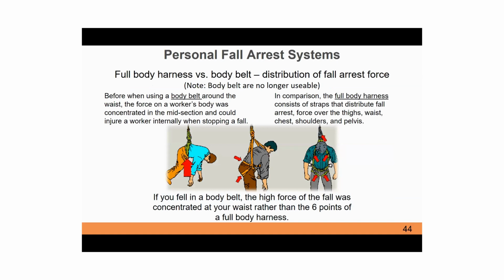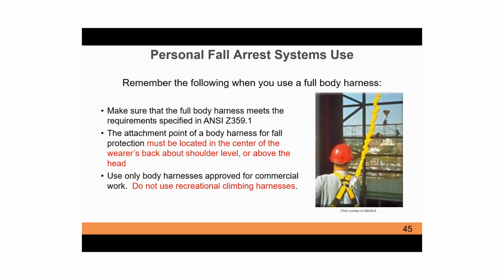One thing to keep in mind, this isn't something we've seen commonly, however, it does happen when employees bring PPE themselves: we've seen body belts being used as opposed to a full body harness. That's not allowed. If a fall were to occur, it puts too much force on the midsection and could injure a worker. So you want to ensure that the full body harness has the 6 points of contact. Then remember the following when using the full body harness.